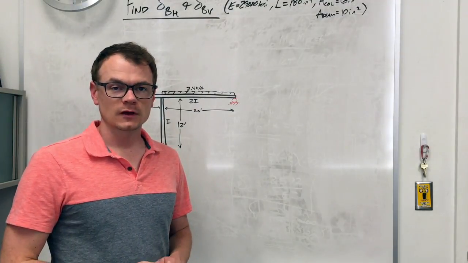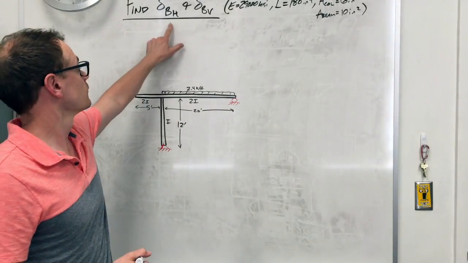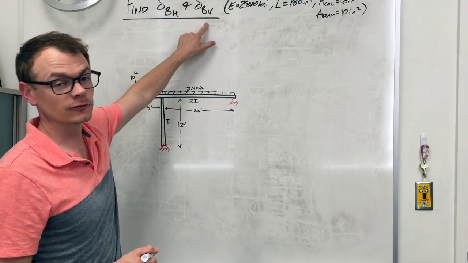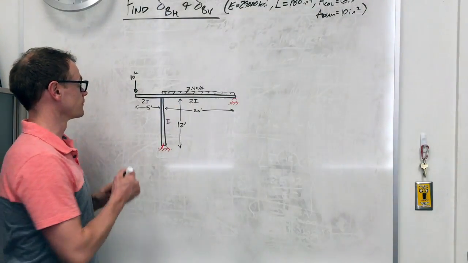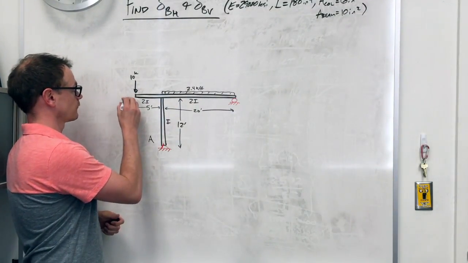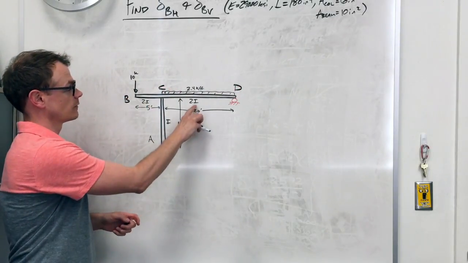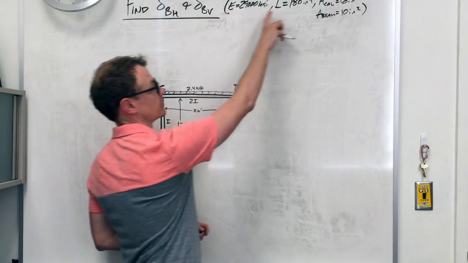Hi everyone. Let's do a virtual work analysis to find the horizontal deflection of B and the vertical deflection of B using virtual work on this frame. So here we have a frame, A, B, C, D. You see the moments of inertia vary over the different elements. The information is given here.